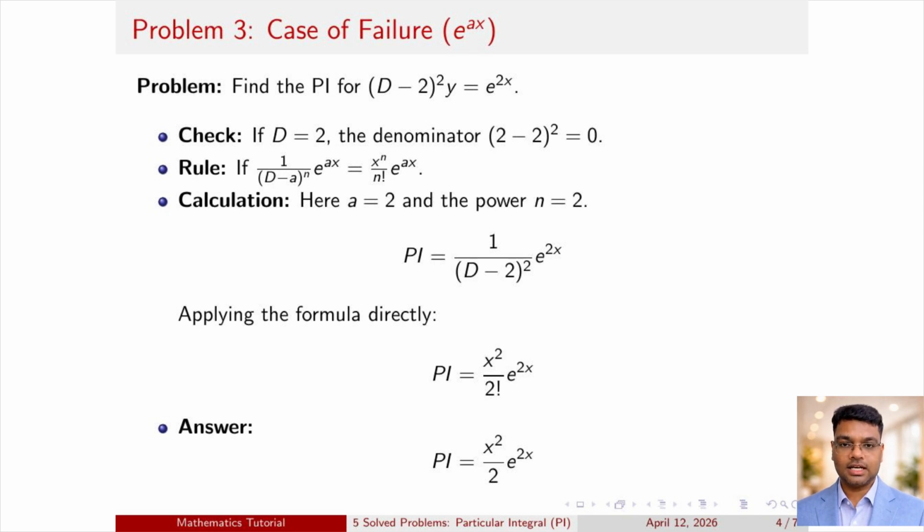Now apply the formula directly. PI equals x squared divided by factorial 2 multiplied by e power 2x. Next simplify. Factorial 2 is equal to 2. So finally PI equals x squared divided by 2 e power 2x.